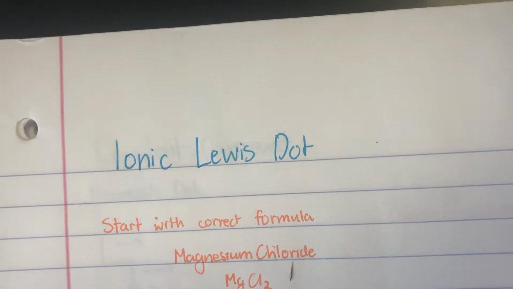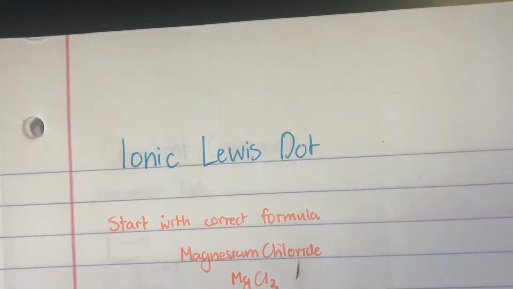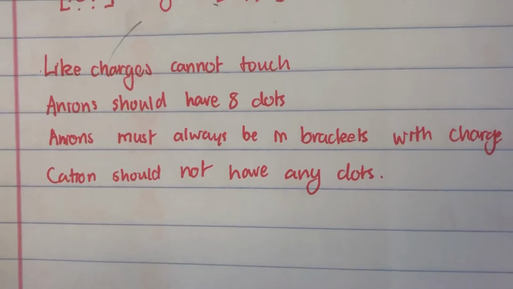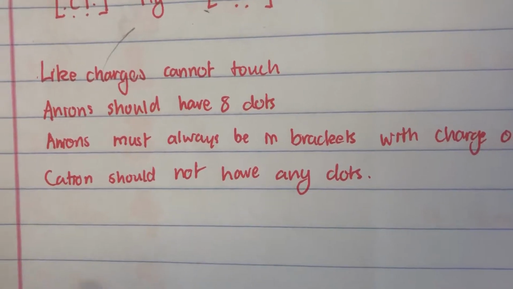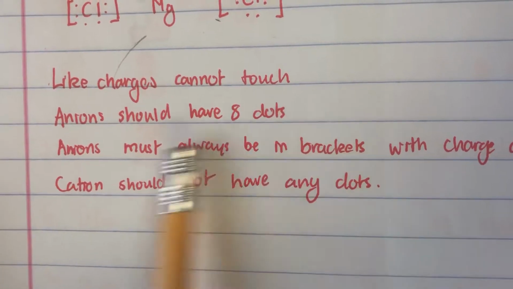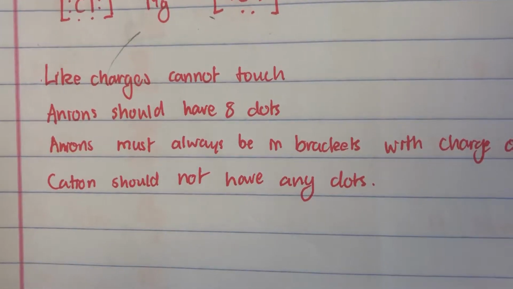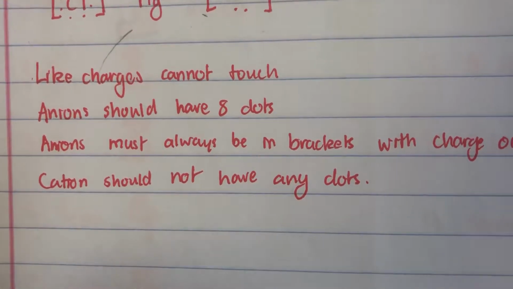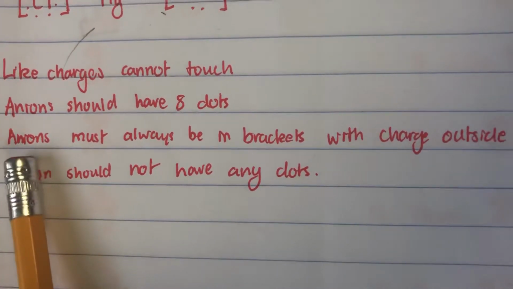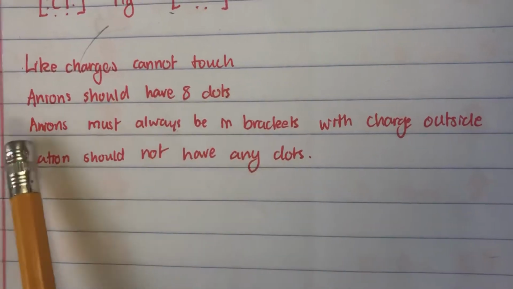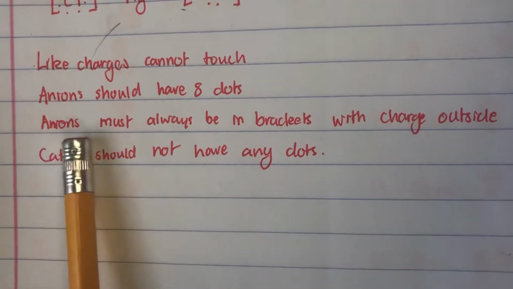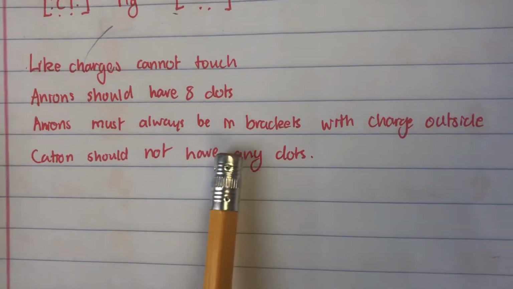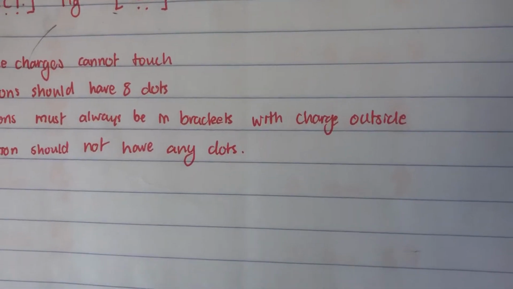In this video, we're going to be going over Ionic Lewis dot structures. In Ionic Lewis dot structures, there are some rules, such as like charges cannot touch, such as anions and cations. An anion should have 8 dots, while the cation should have no dots. And the dots represent the valence electrons, by the way, from the Lewis structure video, elemental Lewis structure. Anions would always be in brackets with the charge outside.